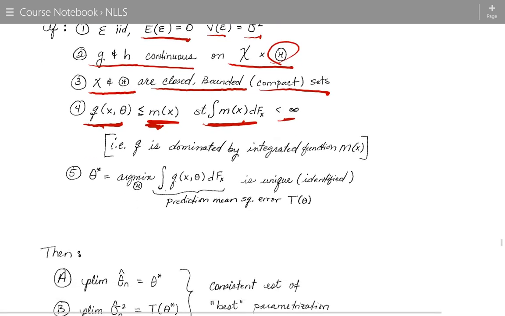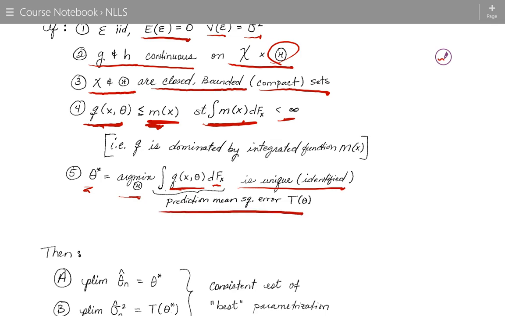And finally, if theta star is the value that minimizes the integral of this difference across x, and if that is unique, or in other words, it's identified, there is a single value that minimizes that, which is to say the prediction mean squared error, which we'll call capital T in this case. So we're minimizing that, and it is unique. There is one value that does so.